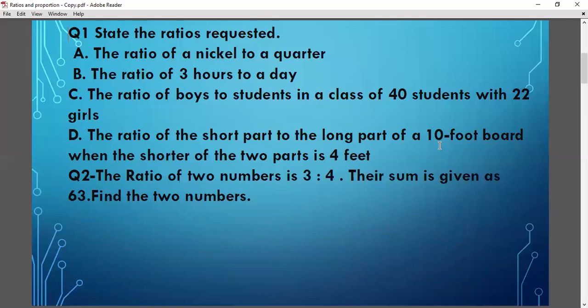In question number 2, the ratio of two numbers is 3 is to 4. Their sum is given as 63. Find the two numbers. Whenever in any question the ratio is given and the total value is given, you must be able to find the part values. Only two types of questions arise in this arrangement. Either they will give you the part value and ask you to find the total value, or they will give you the total value and ask you to find the value of one of the parts or both parts.